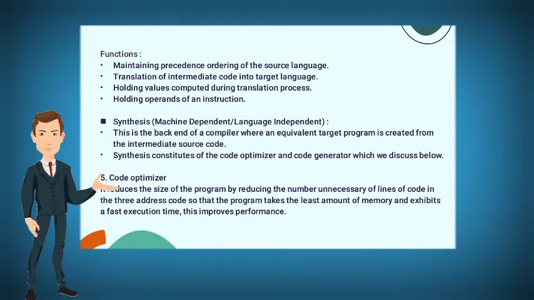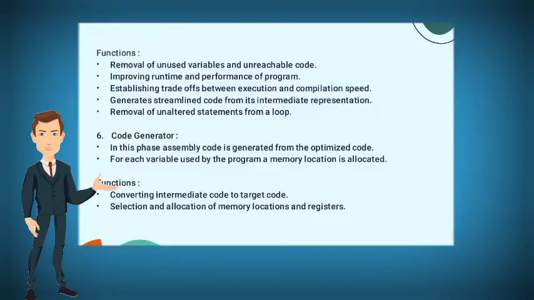Fifth, the code optimizer. It reduces the size of the program by reducing the number of unnecessary lines of code in the three address code so that the program takes the least amount of memory and exhibits a fast execution time. This improves performance. Functions: removal of unused variables and unreachable code, improving runtime and performance of the program, establishing trade-offs between execution and compilation speed, generating streamlined code from its intermediate representation, removal of unaltered statements from a loop.